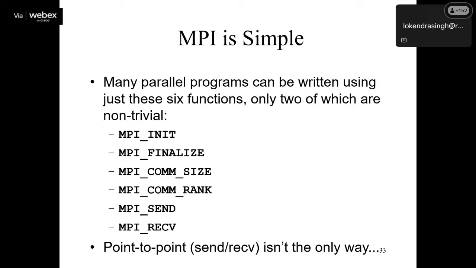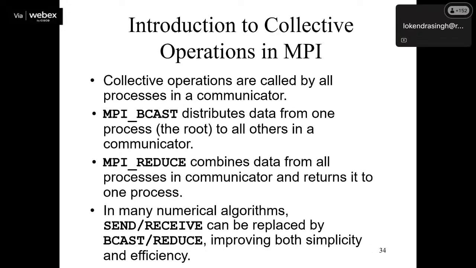So there are two types of communications: point to point, and next is collective communications. In the point to point communications, so collective operations, we have bcast, broadcast, reduce, receive, a number of routines are there.